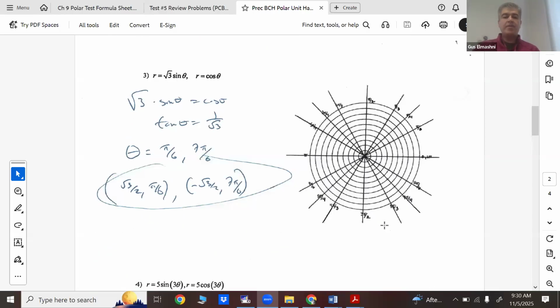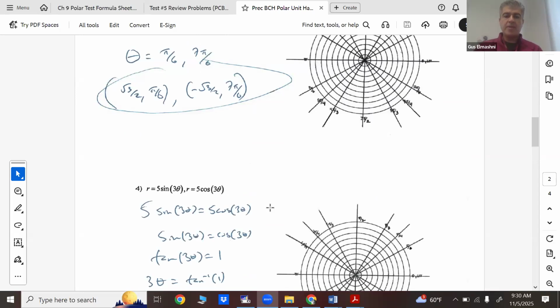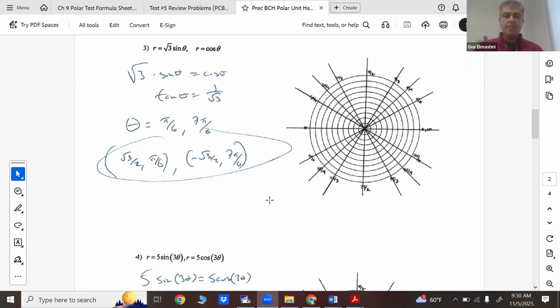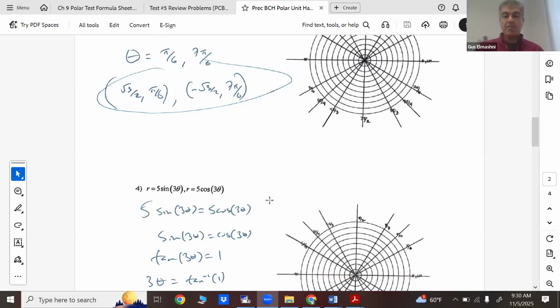For 3, pretty easy. Tan theta equals that. Solve for theta. Easy peasy. Work it out, get the r values. So you have that. That's pretty straightforward. Yeah, that seems to be a-okay.